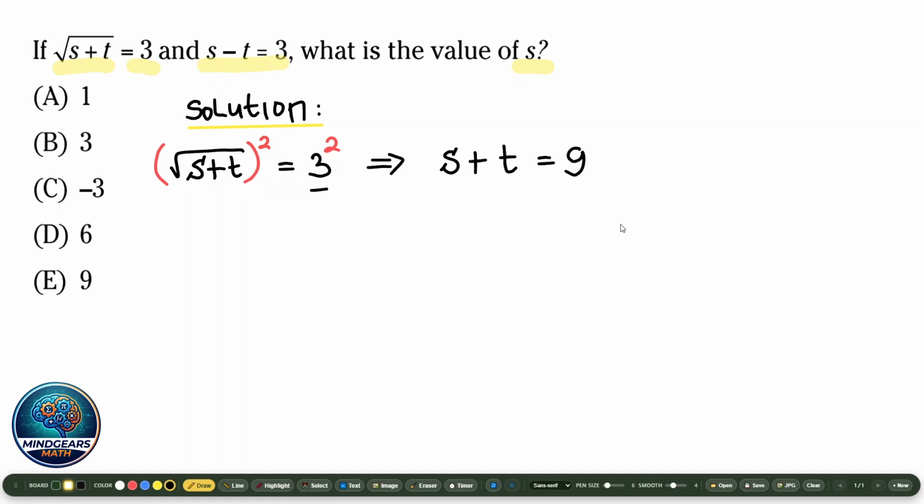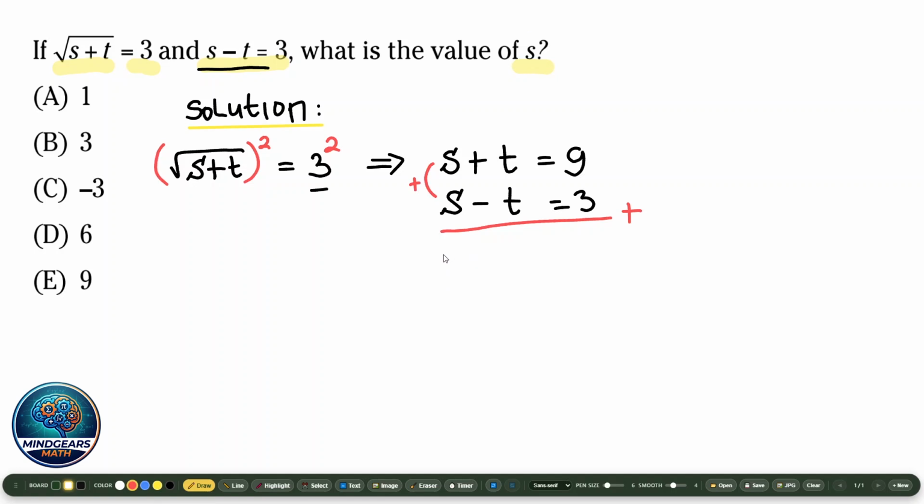Now look at what we have. We have s plus t equals 9, and from the original problem we have s minus t equals 3. This is a perfect setup for the elimination method. Notice that we have a positive t on top and a negative t on the bottom. If we add these two equations together vertically, the t's will cancel each other out completely.